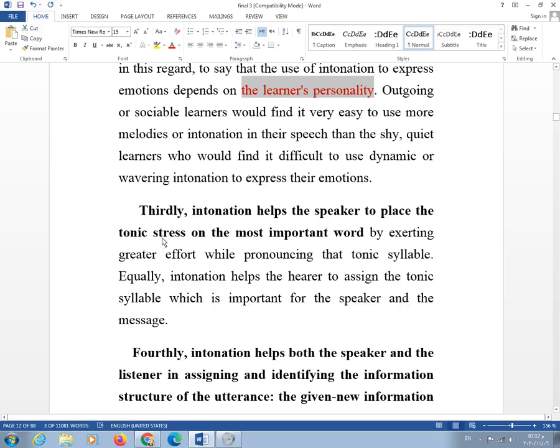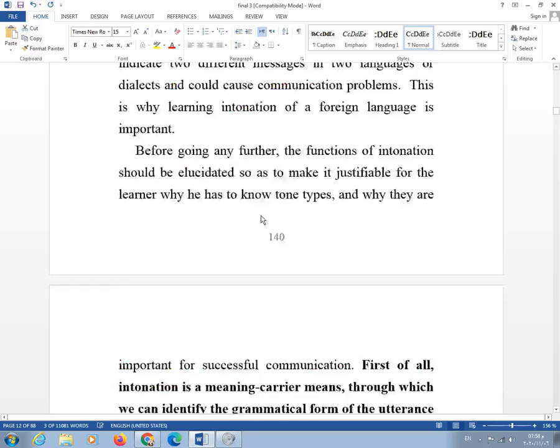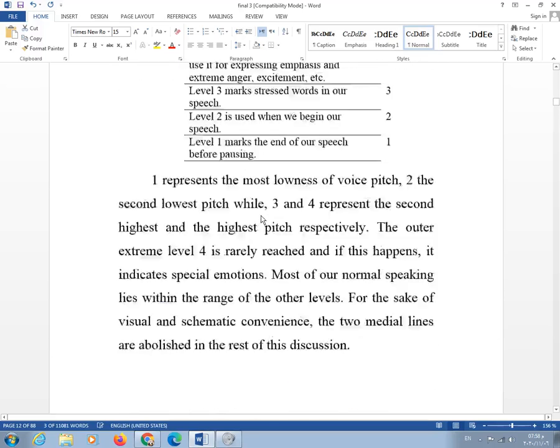What does this mean? When we say a particular sentence, we have some important words in this sentence or in this utterance. How can we mark this important word by putting it on a different pitch level, usually a higher pitch level? Let me go back to what we mentioned previously on pitch range.